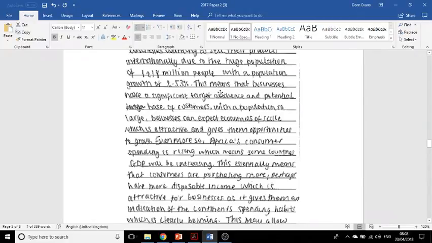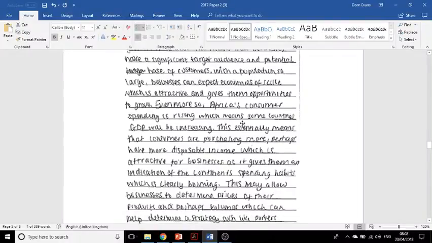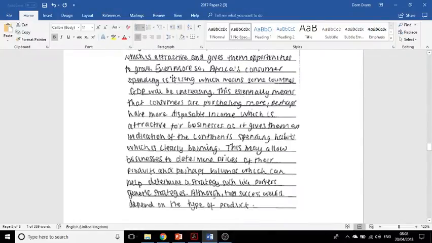And now they explain what that means. "It means that businesses have a significant target audience and a potential base of customers. With a population so large, the business can expect economies of scale, which is attractive and gives them opportunities to grow. Even more so," nice use of connective there.